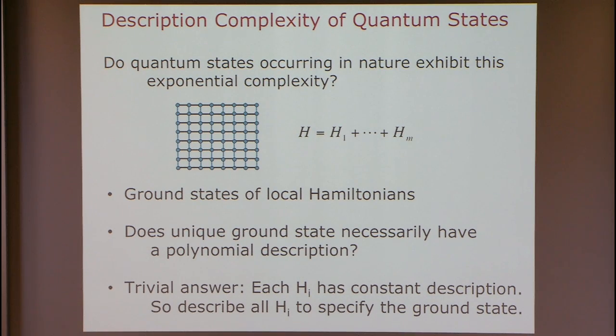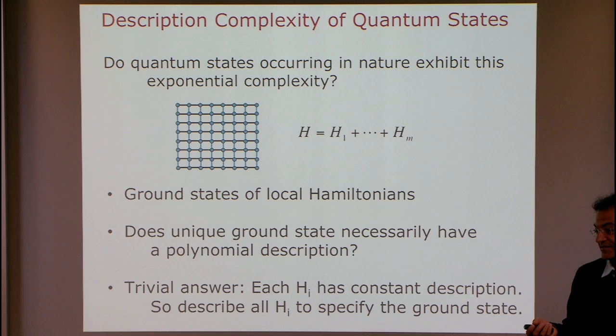So of course you can describe the Hamiltonian, and then say if the ground state is unique, it has a polynomial description, because you just say, I mean the unique ground state of this Hamiltonian. Okay, so it's a very precise answer, and it's as useless as it's precise.